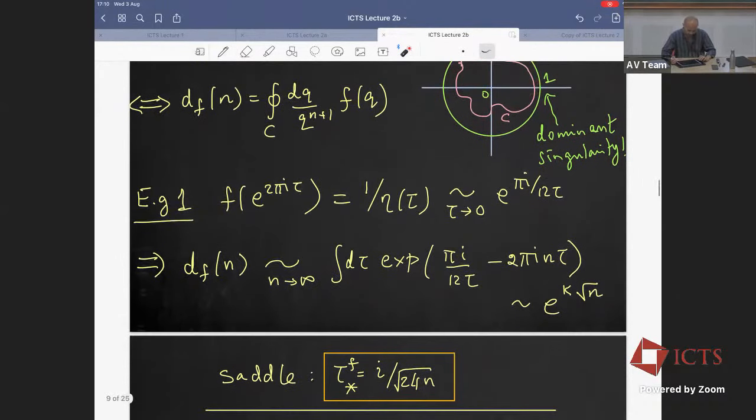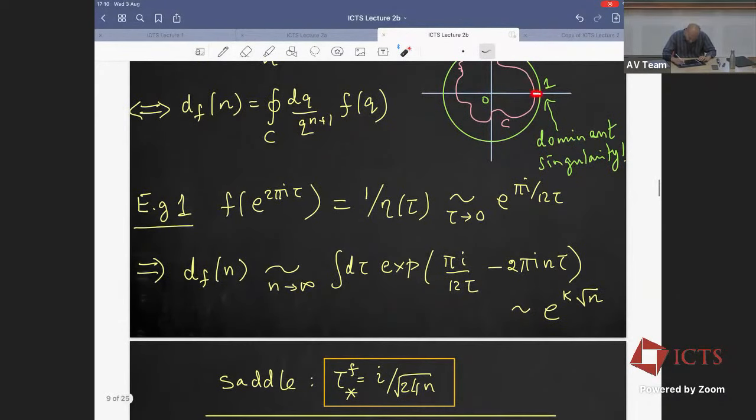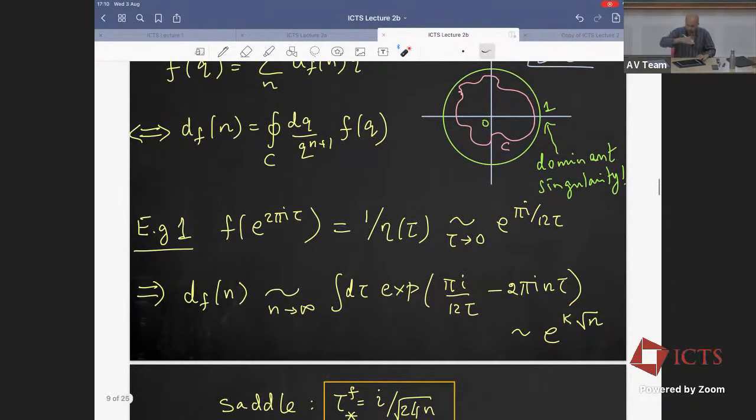So tau equals i over square root of n means Q is just very close to this, because Q is e to the 2 pi i tau. And that's exactly what gives you this growth of states of the microcanonical index. So the growth of states of the microcanonical index for large charges maps to a growth of the function itself near the edge of the unit disk.